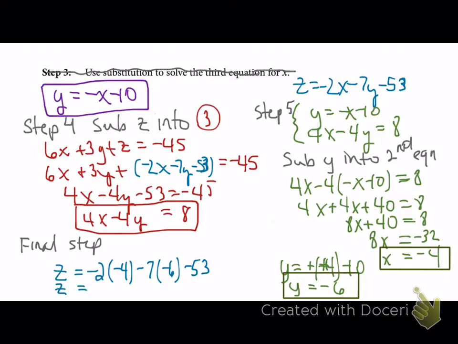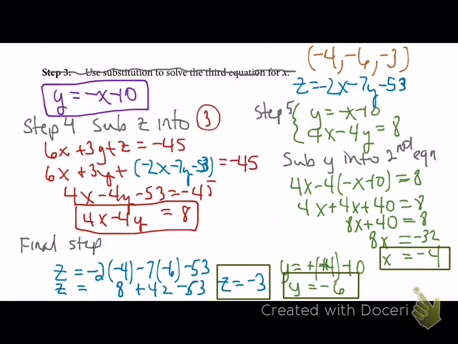So z is, do your order of operations, your negative 2 and negative 4 multiplied would be positive 8. Your negative 7 and negative 6 multiplied would be a positive 42, minus your 53. Yes, z would equal negative 3, and there's your triple. So I'm going to come right up here at the top. Our solution, our x was negative 4, our y was negative 6, and our z was negative 3. And there's your solution.